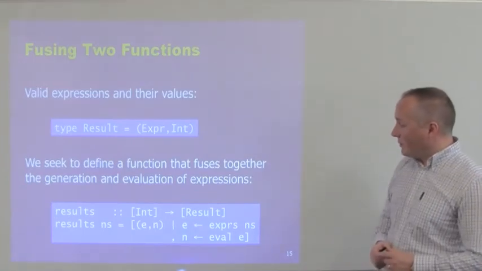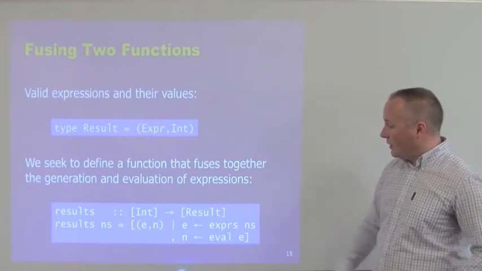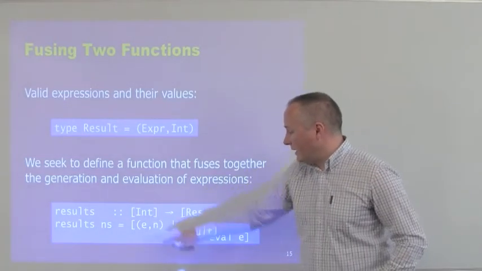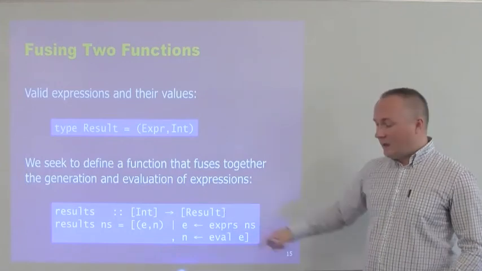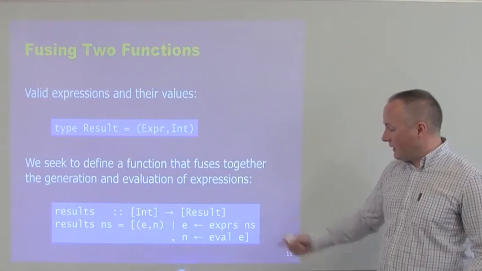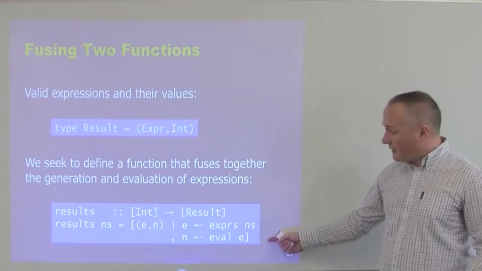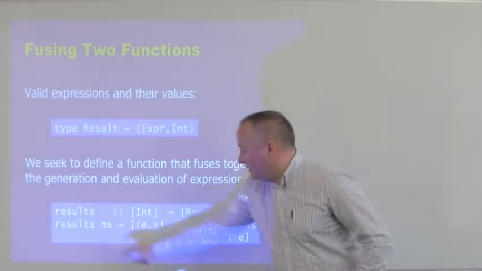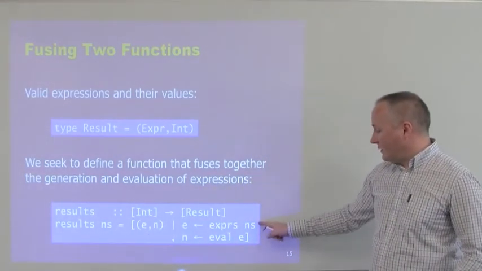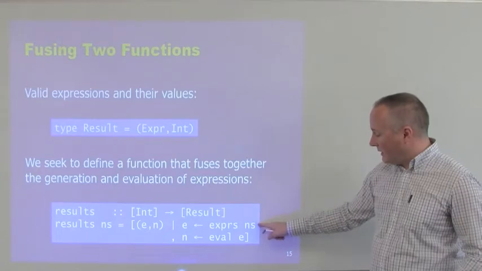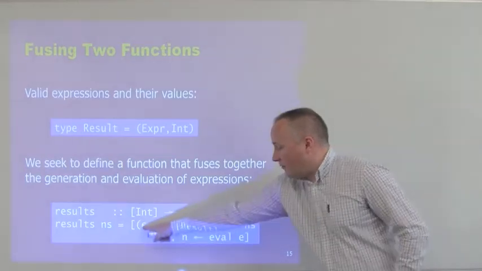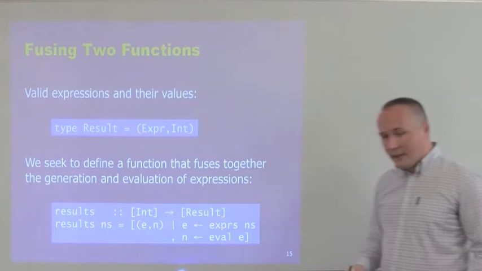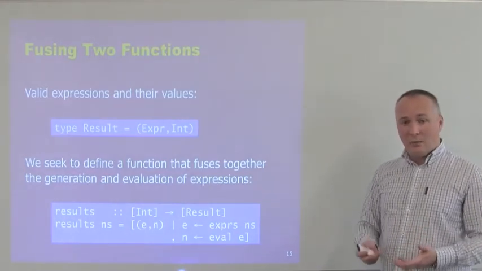Then what we'd like to do is define a function called results, which takes a list of numbers in and builds us all possible results over those numbers. And you can see that we want it to do some kind of fusion, in the sense that it should satisfy this specification here. If you give it 6 numbers, it's essentially going to have the same behavior as calling the expressions function to generate expressions, and then calling eval to evaluate them, and then if that's successful, it will package up the two things: a valid expression and its resulting number.